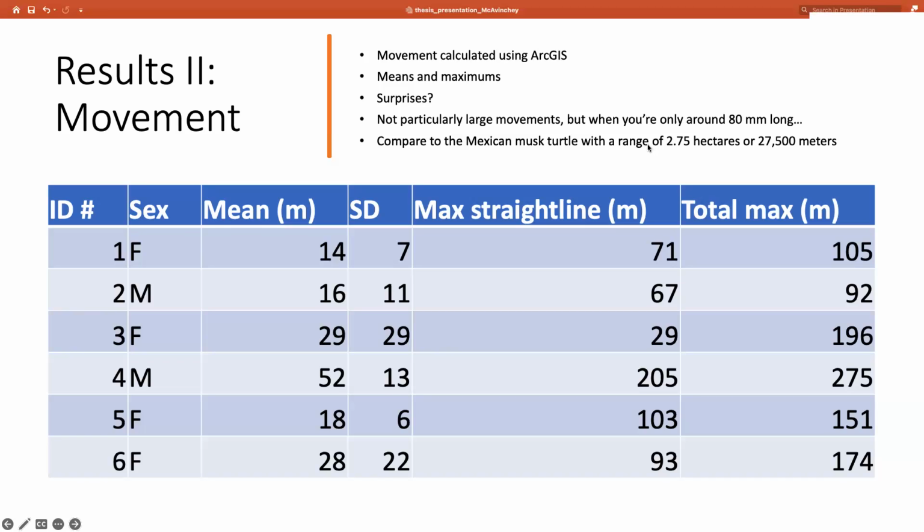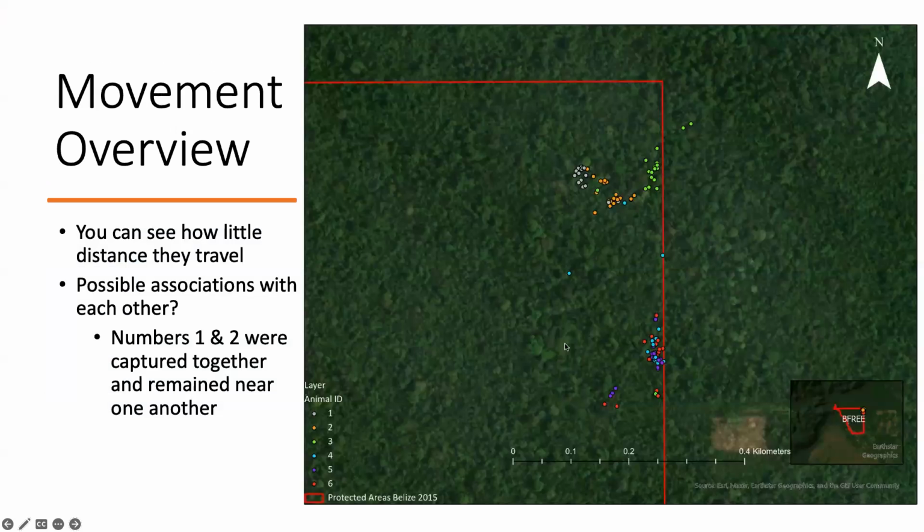I hope in the future to run a home range analysis, comparing this to another species in Mexico. The Mexican musk turtle has a range of 2.75 hectares. So seeing how this compares to them would be valuable.